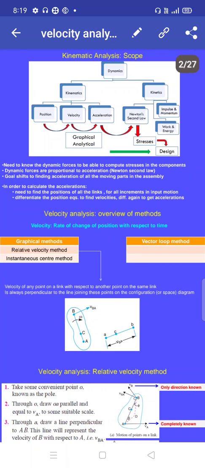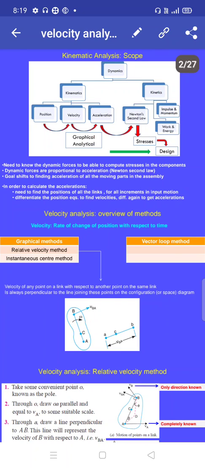So, in the graphical method, we have to analyze position, velocity, and accelerations. We need to know dynamic forces to be able to compute stresses in the components. Dynamic forces are proportional to acceleration, that is Newton's second law. The goal shifts to finding the acceleration of all the moving parts in the assembly. In order to calculate acceleration, we need to find the position of all the links for every increment in input motion. Differentiate the motion equations to find velocities, and differentiate again to get accelerations.